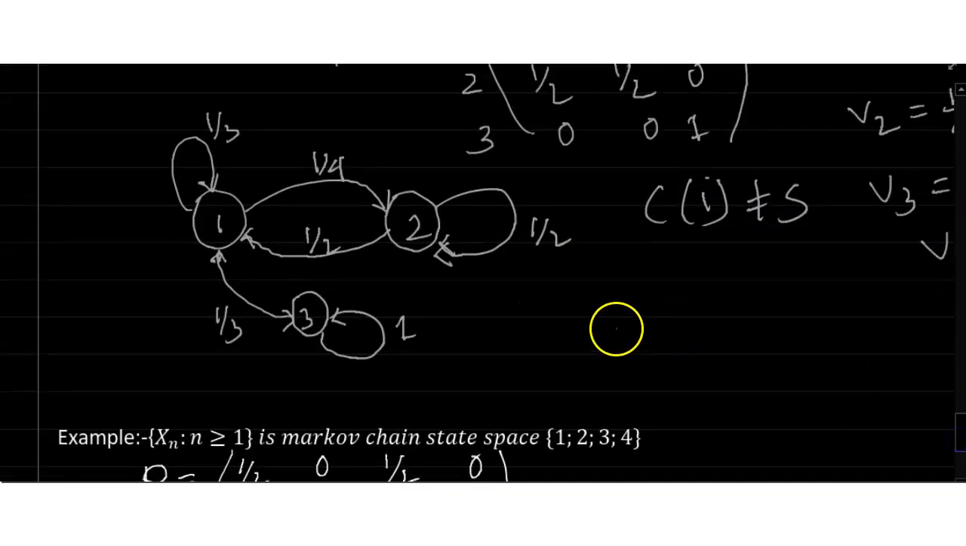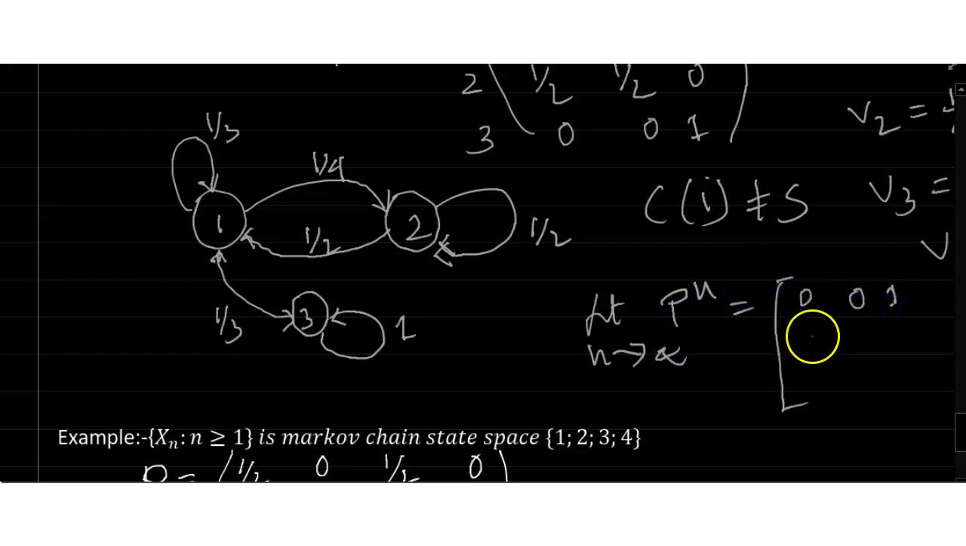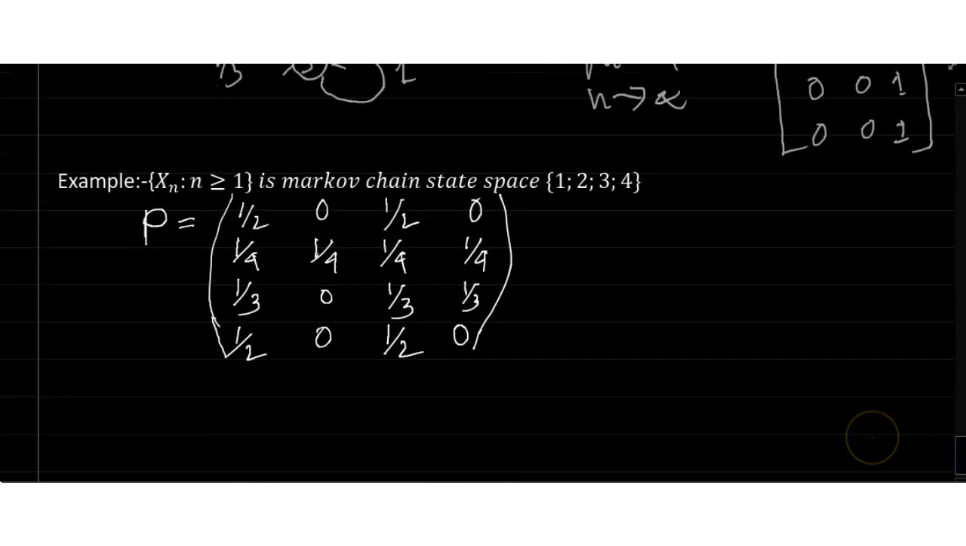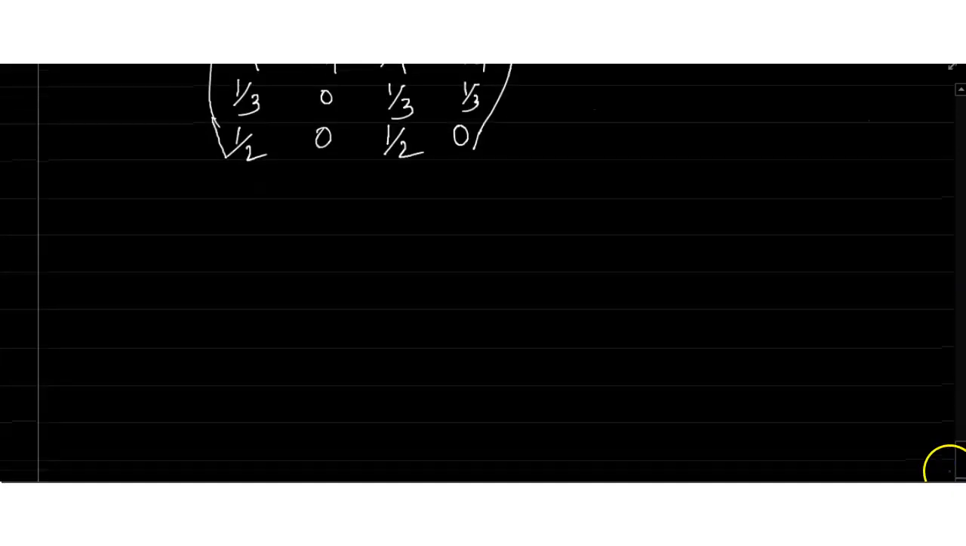So the limit as n tends to infinity equals 0, 0, 1, 0, 0. This is the limit as n tends to infinity of P to the power n. Now we will go to another example. This is the example. So how will we solve this example? Stationary distribution. I have to find the stationary distribution.